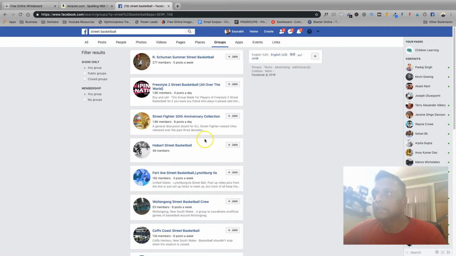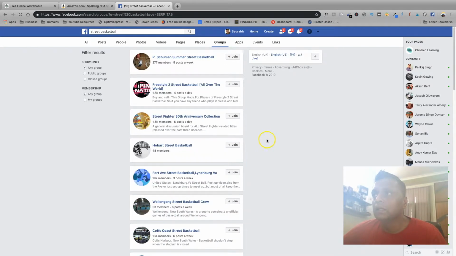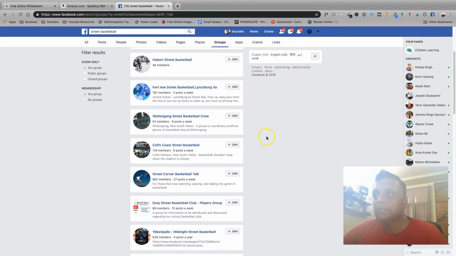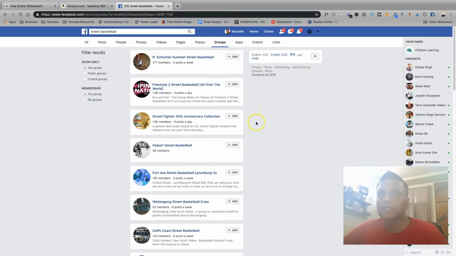As you can see, there are different groups here for street basketball. You need to join the groups with a lot of members. This one has got 1.8 thousand members. This one also has got 1.8 thousand members. You need to join these groups, and then you need to interact with people in the group. You're not going to spam your links. You need to see what questions people are asking, respond to them, and build relationships with them.